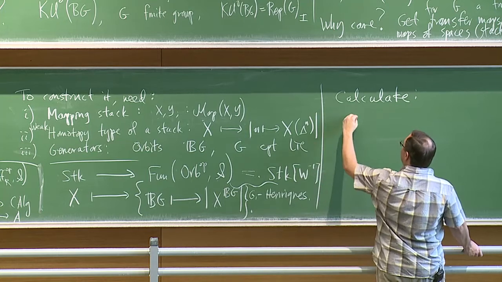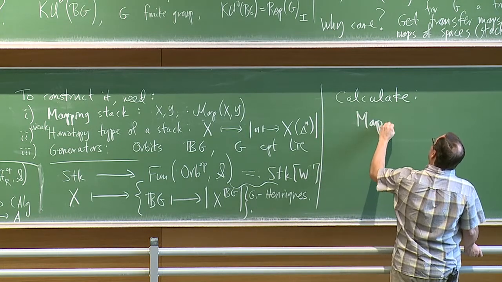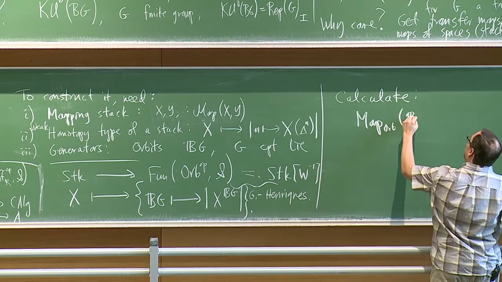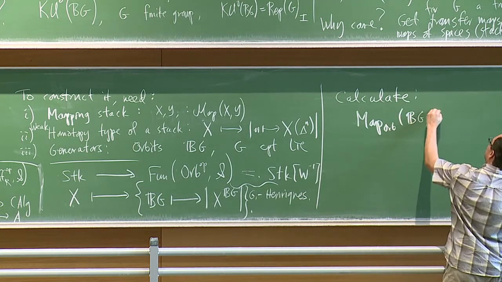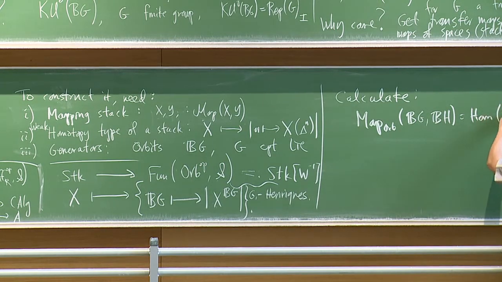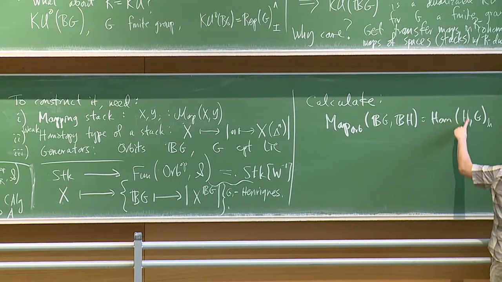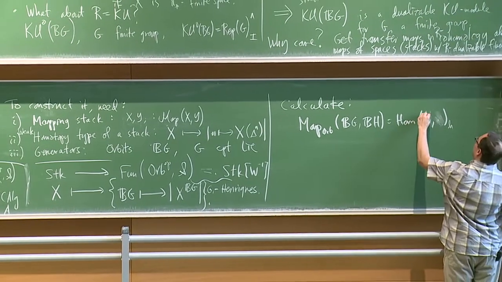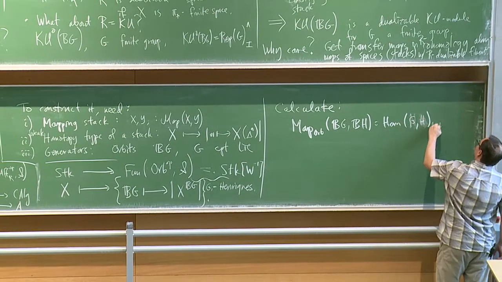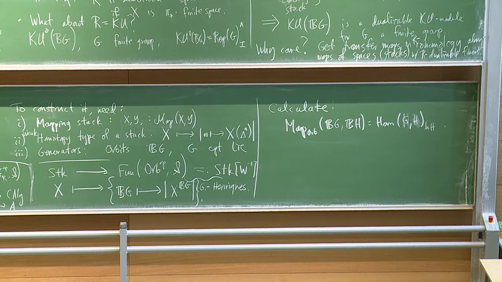what this orbit category looks like. Maps in this orbit category from BG to BH are HOMs from H to G, and then you take the homotopy quotient, sorry, G to H. Then you take the homotopy quotient by the action of H, which acts by conjugation.